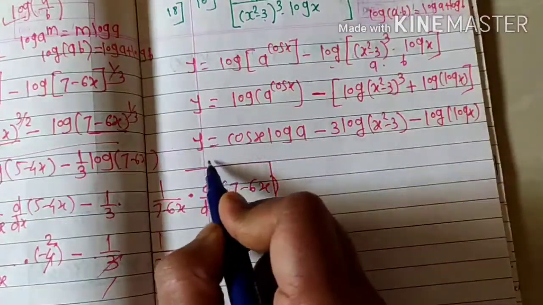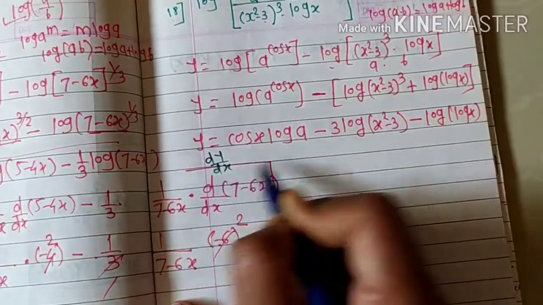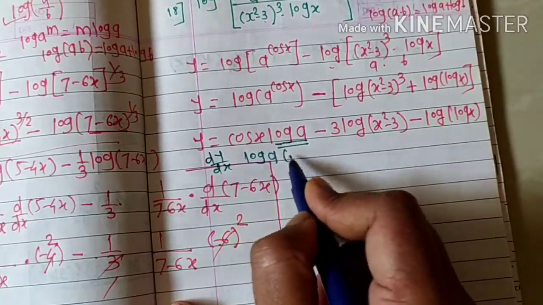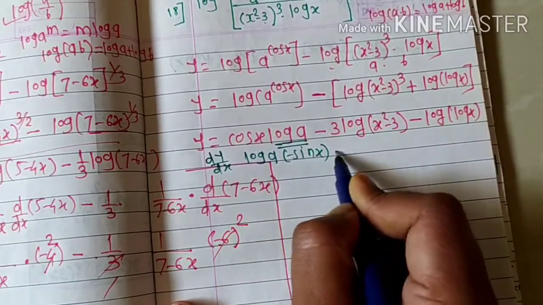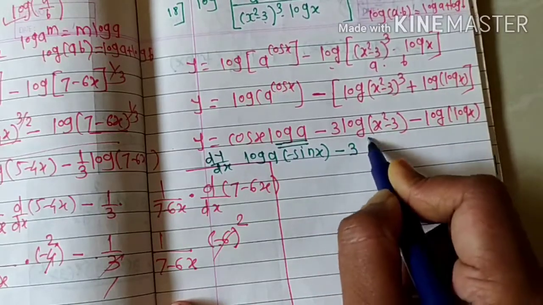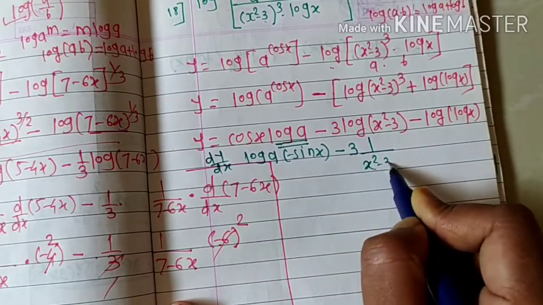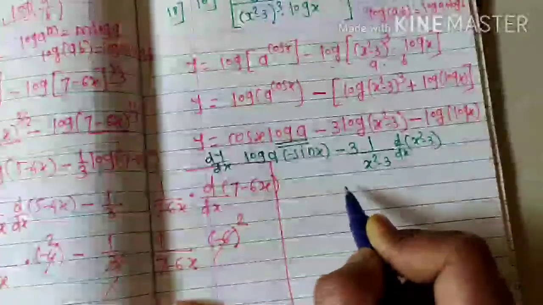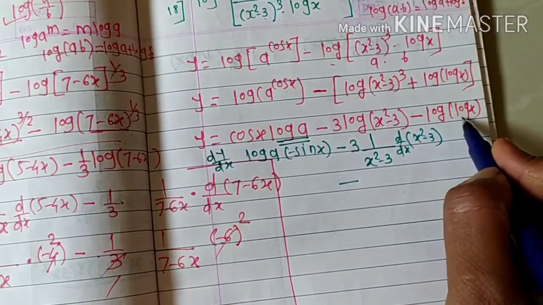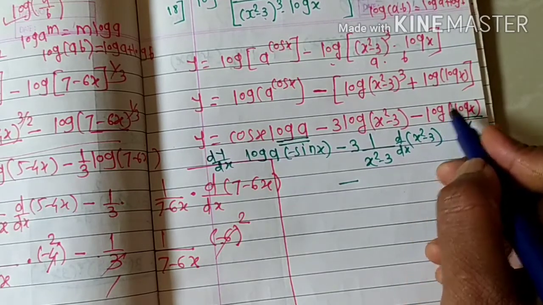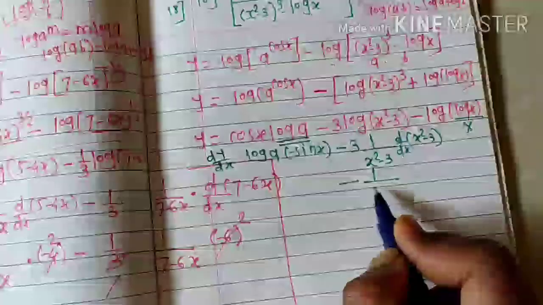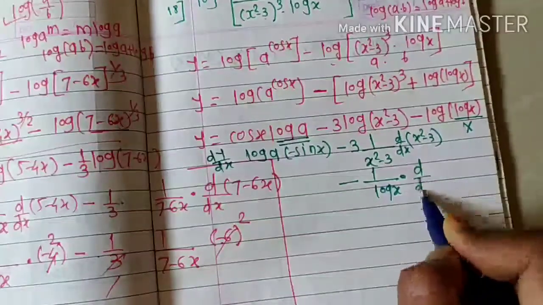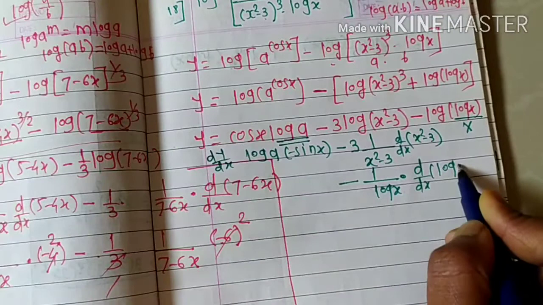Differentiate here with respect to x, then dy by dx. Here log a is constant, take it outside, and the derivative of cos x is minus sin x, minus this 3 is constant, log of derivative 1 upon x square minus 3 into the derivative of the inside term x square minus 3. Then minus 10 log of log x, consider this as x, then log of x derivative is 1 upon x, where x means here log x, into the derivative of the inside term, the derivative of log of x.